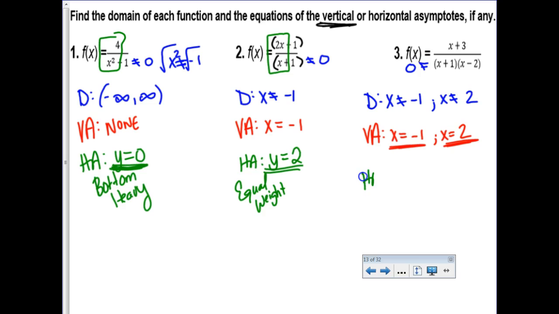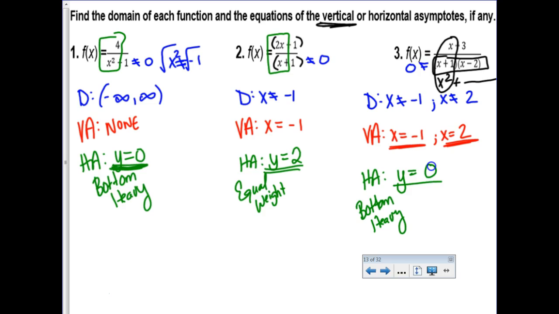And then for horizontal asymptote, it was nice of them to factor that for me and all, but I think we kind of need to go backwards and think of this in its standard form. This is x squared plus whatever. So look at your lead terms now. You have an x over an x squared. Is that top heavy, bottom heavy, or equal weight? Bottom heavy. And when you have a bottom heavy fraction, that means your end behavior equation is y equals 0.